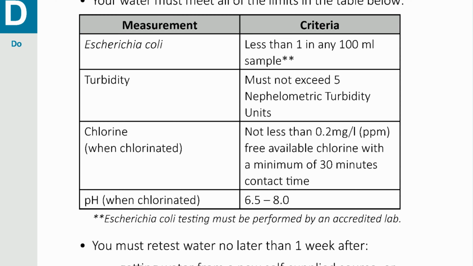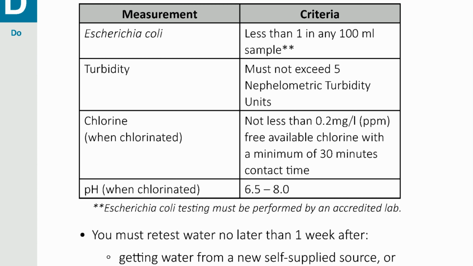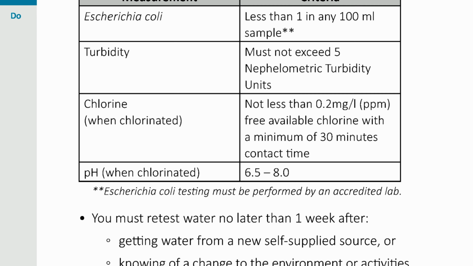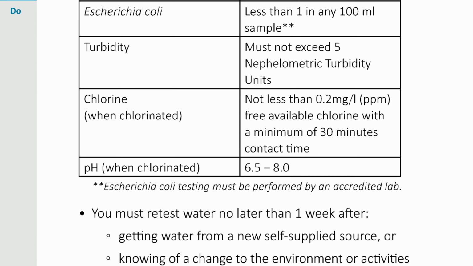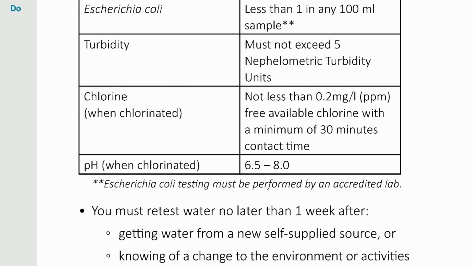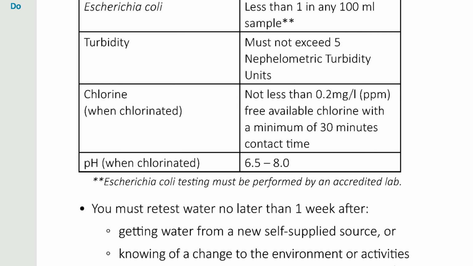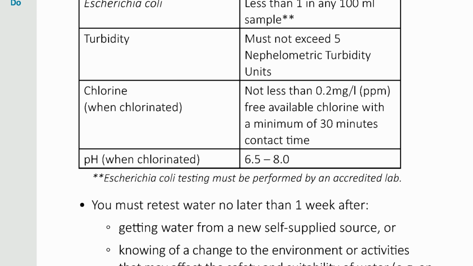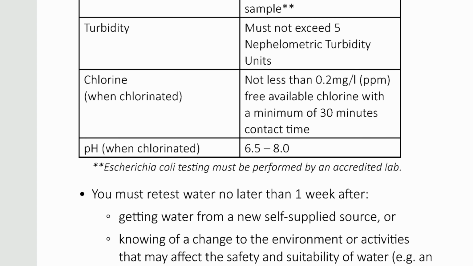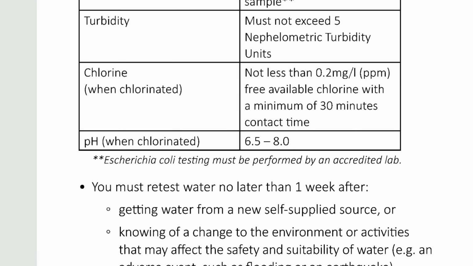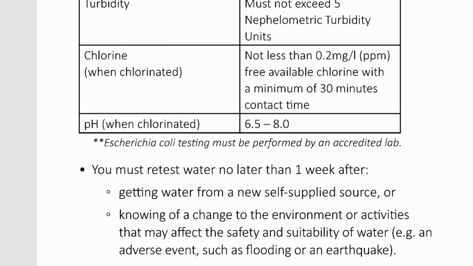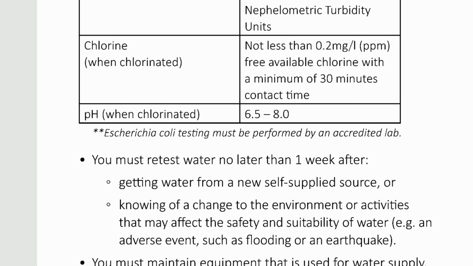Measurement, turbidity. Criteria, must not exceed 5 nephelometric turbidity units. Measurement, chlorine when chlorinated. Criteria, not less than 0.2 milligrams per liter, ppm, free available chlorine with a minimum of 30 minutes contact time. Measurement, pH, when chlorinated. Criteria, 6.5 to 8.0.